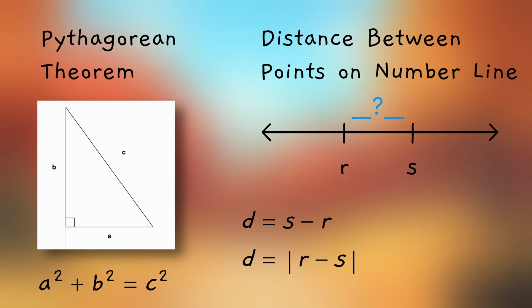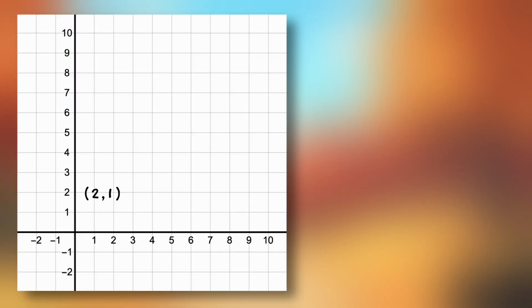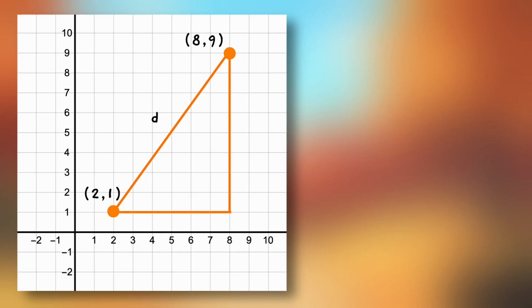Now that we've reminded ourselves of these 2 results, let's dive in and learn how to find the distance between points. For our first example, we're going to find the distance between the point 2, 1, which is right here, and the point 8, 9, which is right here. Now what we want to do is find the distance between these 2 points, and I'm going to call the distance D for now. We'll find out what it is in a moment. The trick is to turn this into a right triangle. So here we have a right triangle, and this is where we're going to use the 2 things we talked about in the opening. We're going to use the Pythagorean theorem to find the length of D once we know the length of the 2 sides.